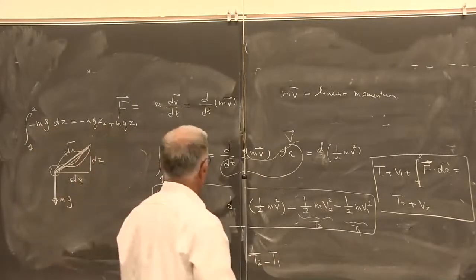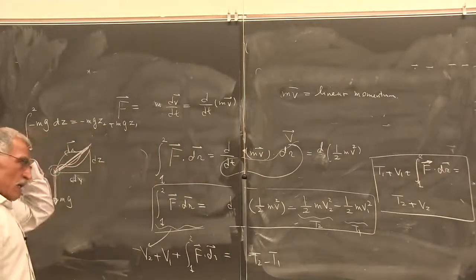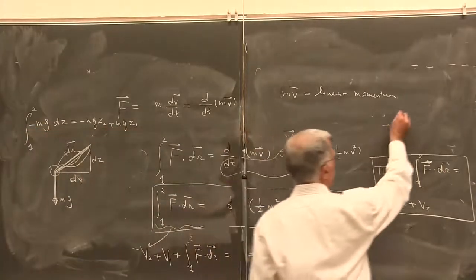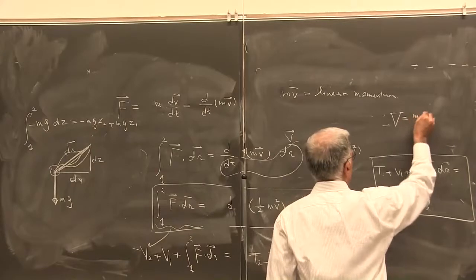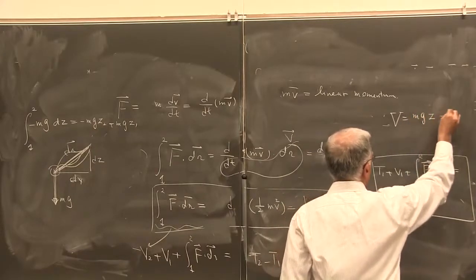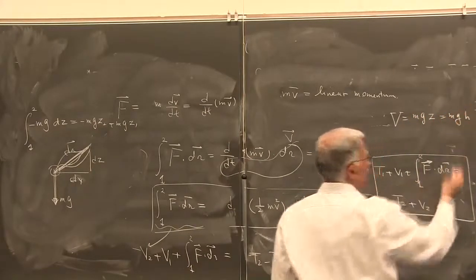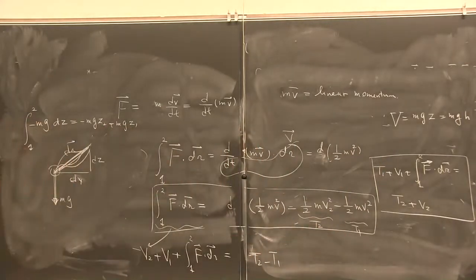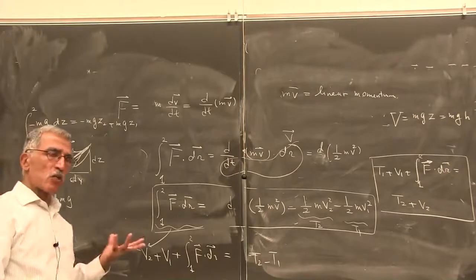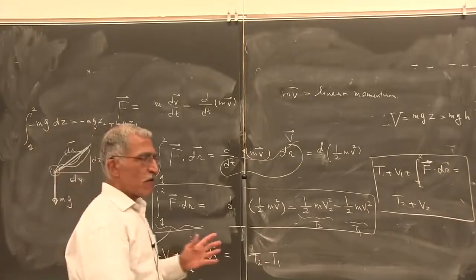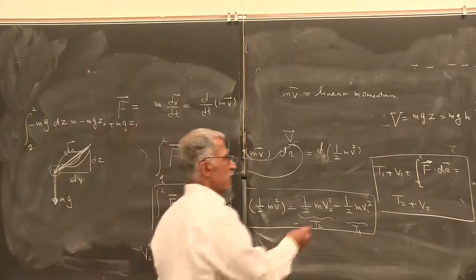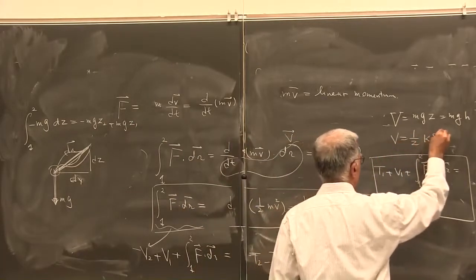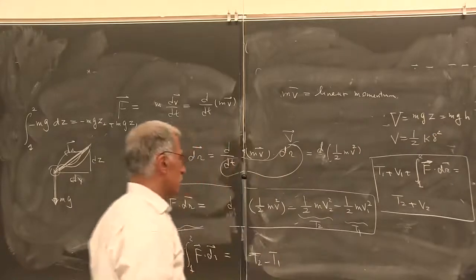And for the case of gravity, potential energy is mg times z, or mg times h, the height from the xy plane. You can also show this is true for the case of a spring. If you have a linear spring, potential energy of a linear spring is 1/2 k delta squared, and it doesn't depend on the path.